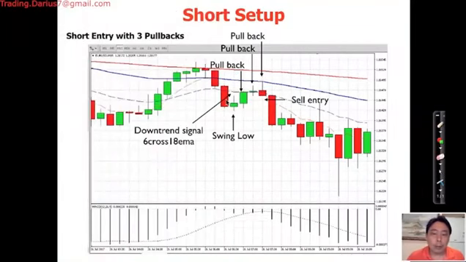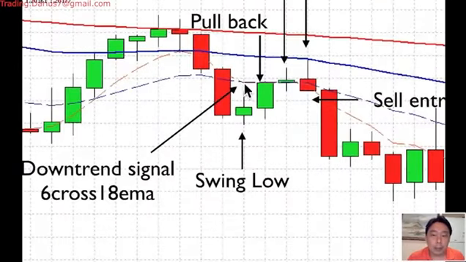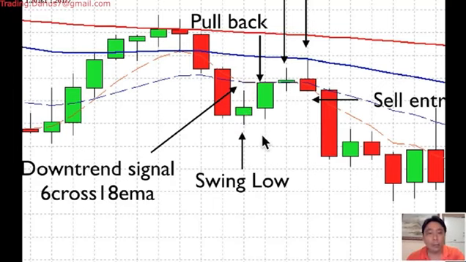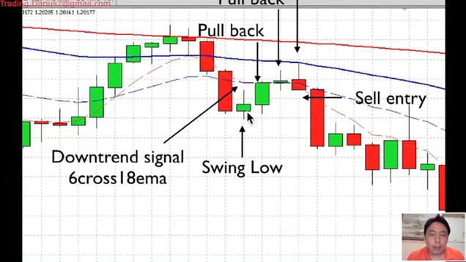Here's an example. So once again, we've got the 6 EMA crossing below the 18 EMA. That's our downtrend signal. Right at the cross, we have our swing low candle. There we go, that's a swing low. Now, if the next candle makes a lower low, is it valid? It's still valid because the swing low comes right after the cross. Remember, right at the cross or right after the cross, but no later than that, okay? So that's our swing low.